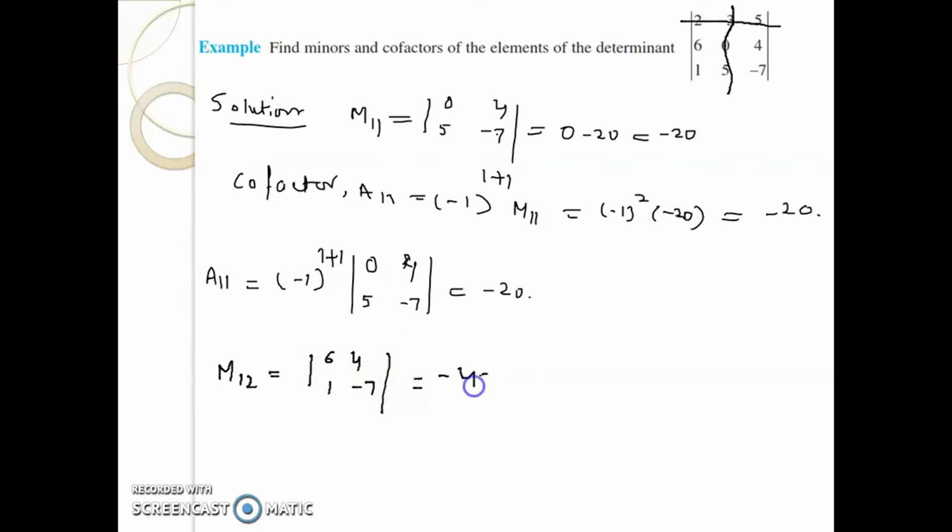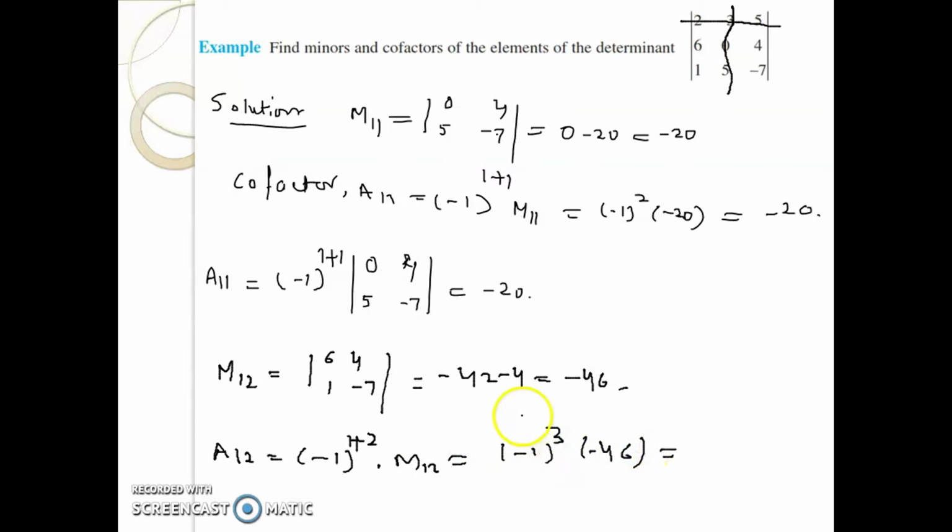Minus 42 minus 4 is equal to minus 46. Then A12 is minus 1 raised to power 1 plus 2 into M12, which is equal to minus 1 raised to power 3 into minus 46. Minus 1 raised to power 3 will return minus 1. Minus 1 into minus 46 is plus 46. Right?